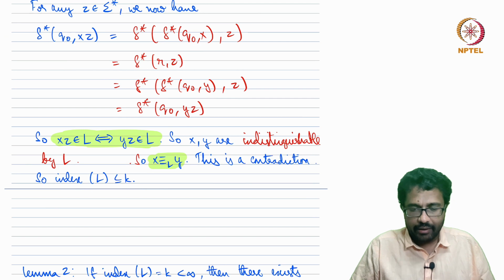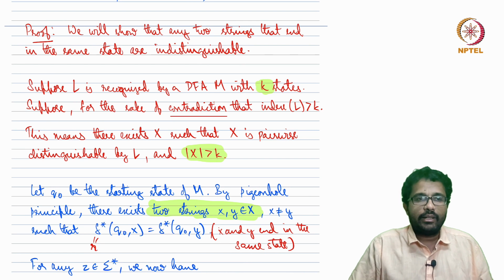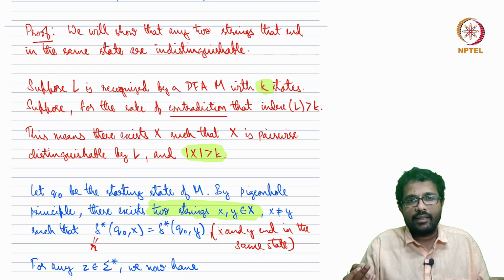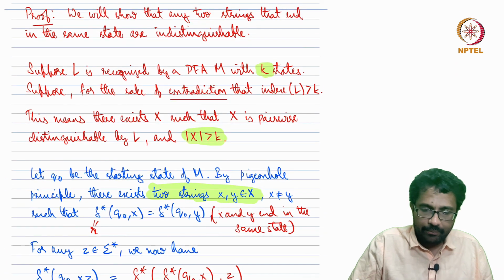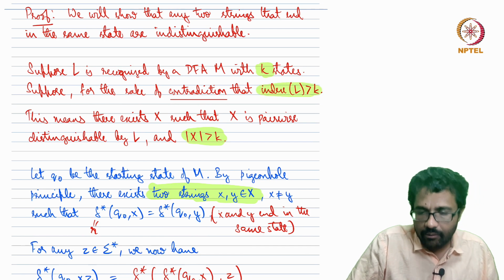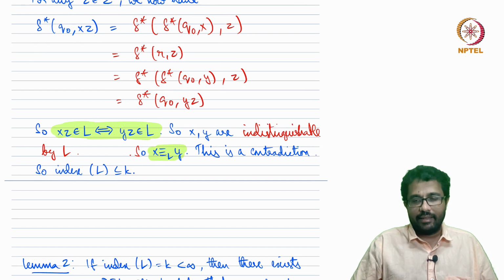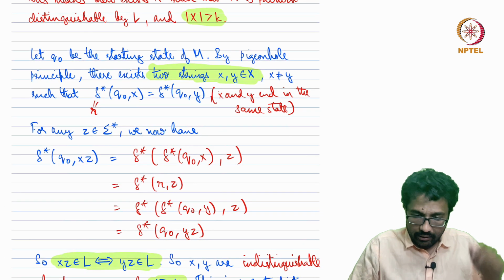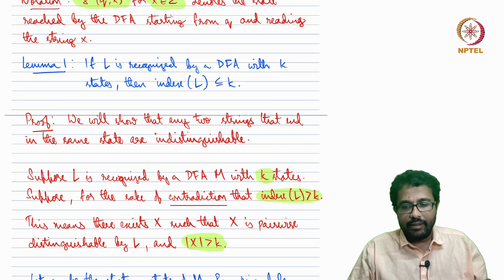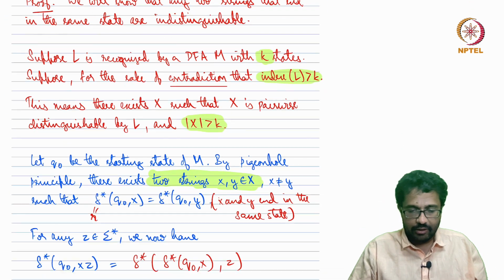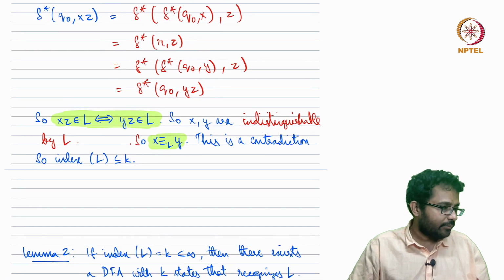So this is a contradiction, because capital X was supposed to be a pairwise distinguishable set, but here we have two distinct members of capital X which are indistinguishable. So that's a contradiction. The assumption that it contradicts was that the index of L was strictly greater than K. Hence the assumption is wrong, and hence the index is less than or equal to K. So we showed that if L has a DFA with K states, the index is at most K, which is the statement of lemma 1. Right.